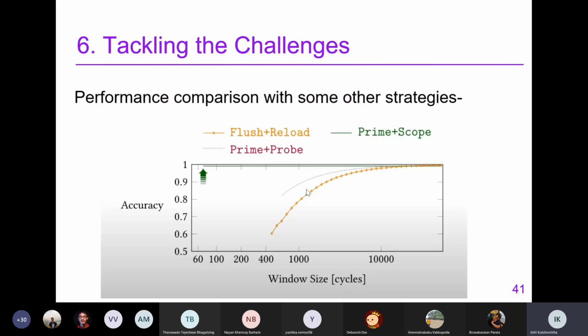There's some performance comparison with some other strategies. So for example, it's the windowed version of flush and reload and prime and probe, the windowed version.